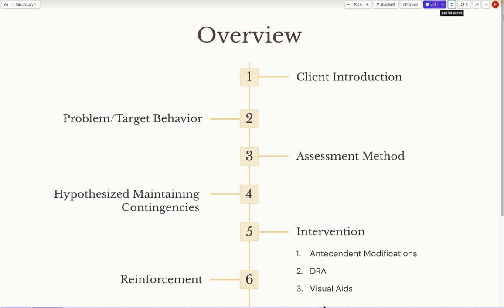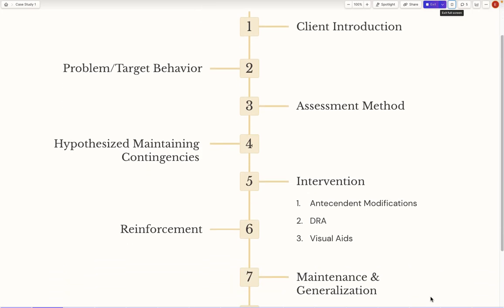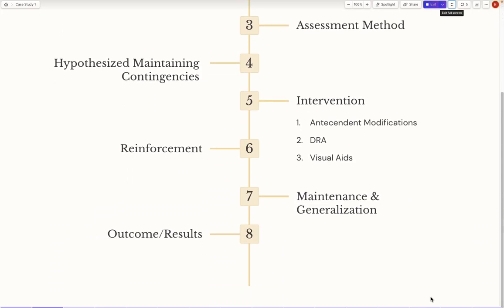I created a visual overview of the presentation as you can see on the screen. I will start by briefly introducing my client and the problem behavior or target behavior of interest. I then broke down the assessment method and the data-informed hypothesized maintaining contingencies. The intervention strategy is broken into 3 sections: antecedent modifications, DRA, and visual aids, to fully explain its components, which ties into the reinforcement schedule used. To conclude, I will explain the strategies used to promote maintenance and generalization before discussing the results.